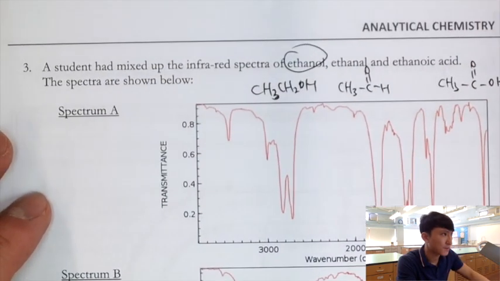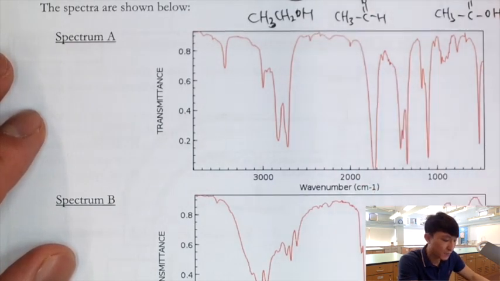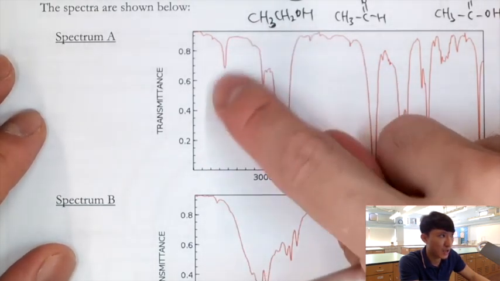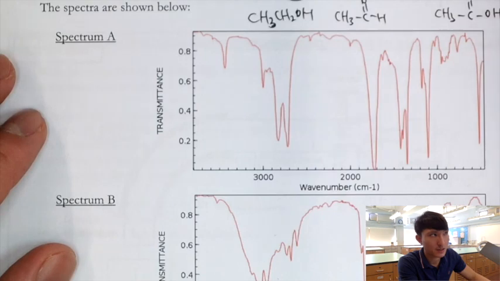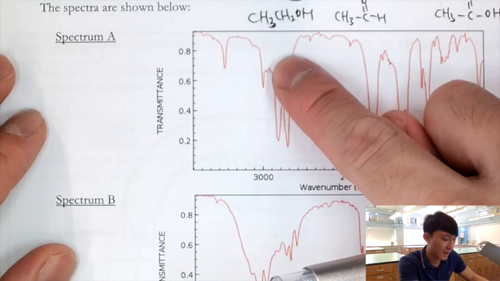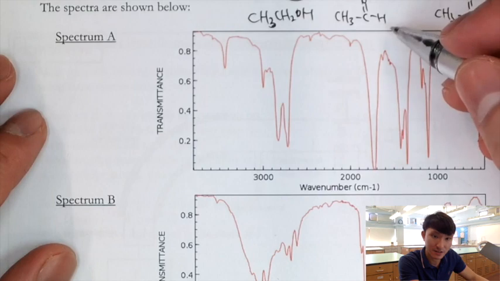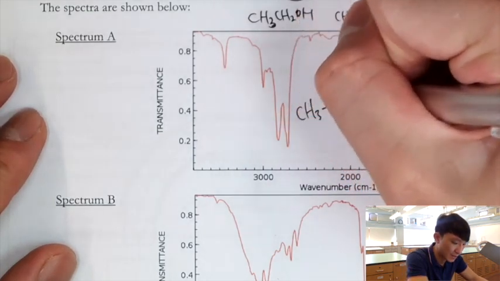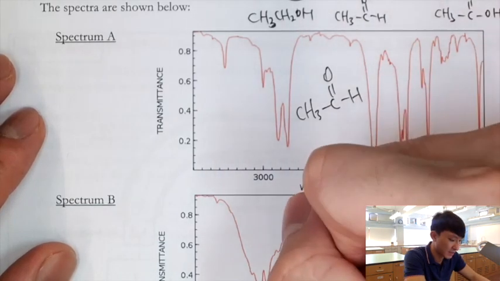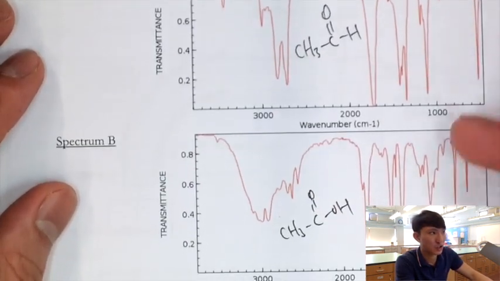So, you see, we're looking at the OH. You realize that for spectrum B, there is a broad peak. However, in spectrum A, we do not have a broad peak over here. Right? So, the absence of a broad peak at around 3000 cm^-1 means this has to be the ethanal. So this one will be the ethanal. Okay? And this one will obviously be the ethanoic acid. So this is how we deduce.